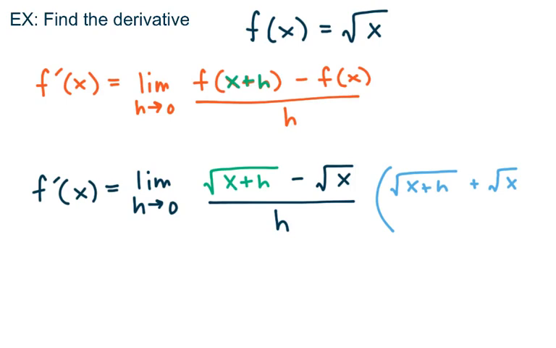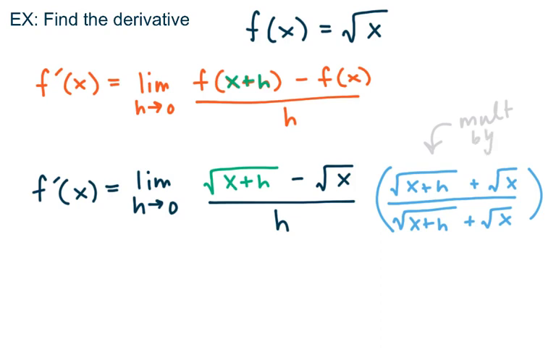Now, I'm not allowed to multiply by a random number, but if I put it over itself, now I am multiplying by 1, and it's perfectly legal to multiply by 1. Okay, so we multiply by 1, and we form that 1 value by looking at the conjugate of this rational expression.